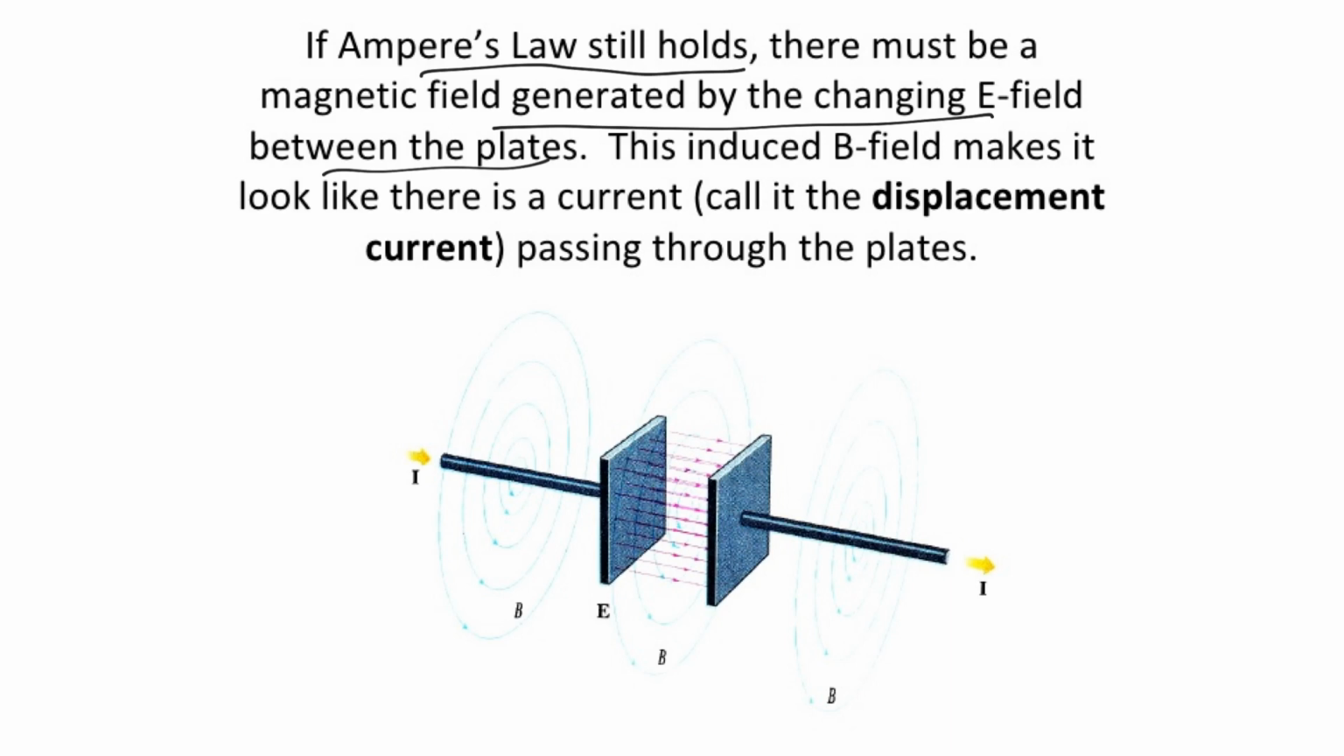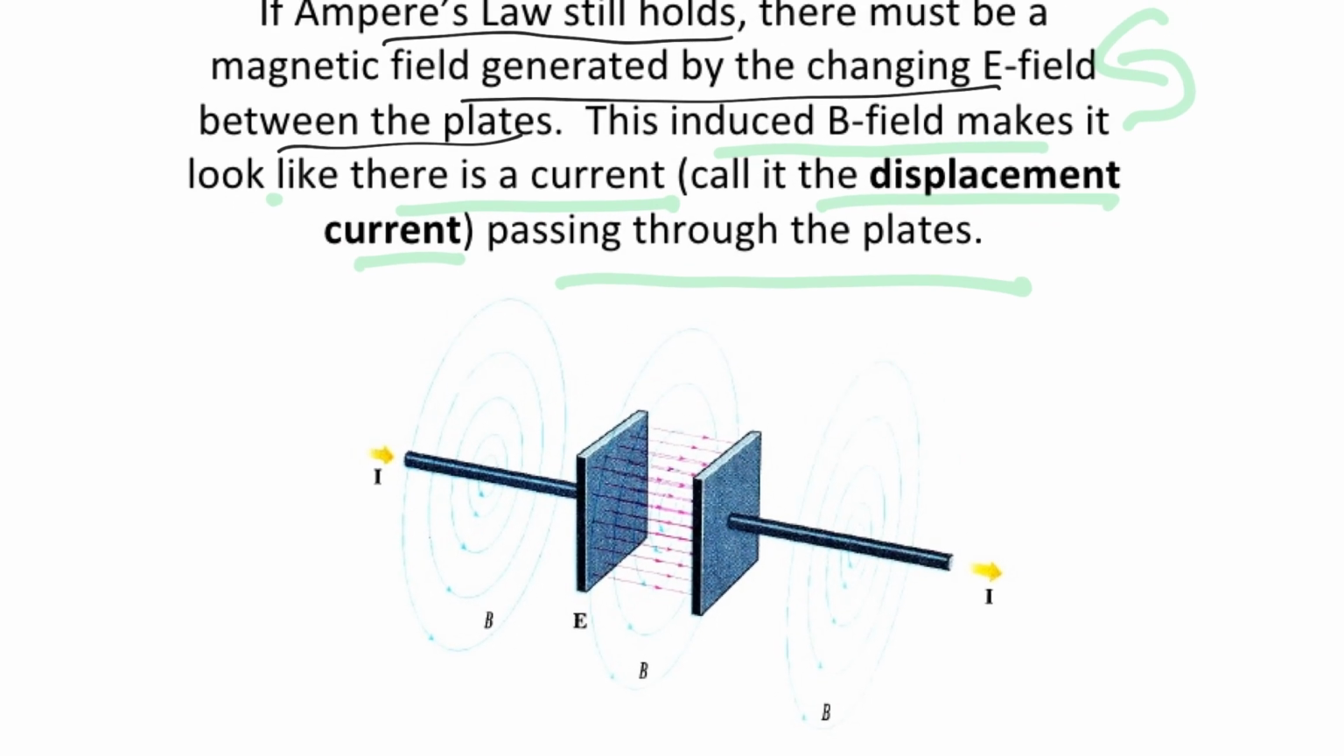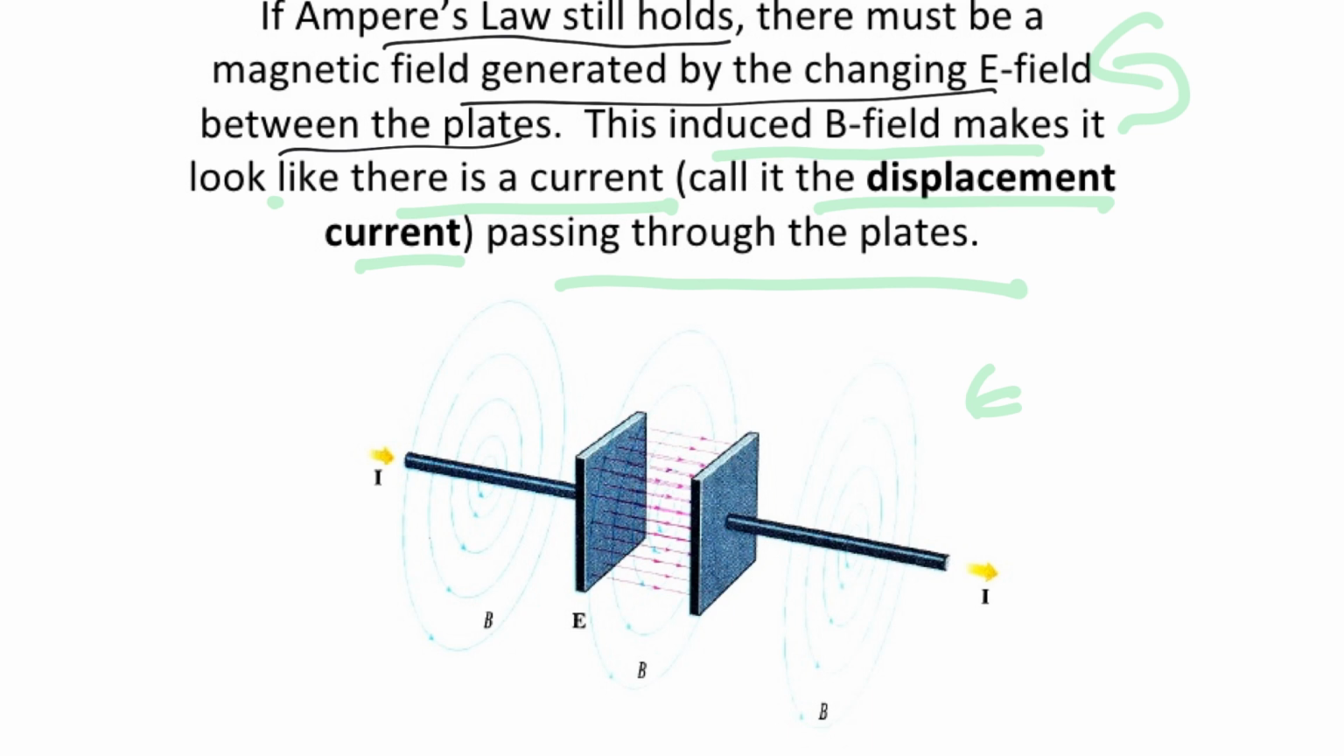Okay, so the induced magnetic field that is produced by the changing of the electric field looks like there's a current, which we call a displacement current, passing through the plate, as if you have a current passing through the plate. So you can actually see from this picture that with the change of electric field, you are going to have an induced magnetic field.